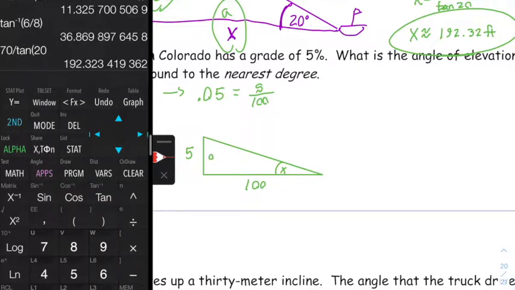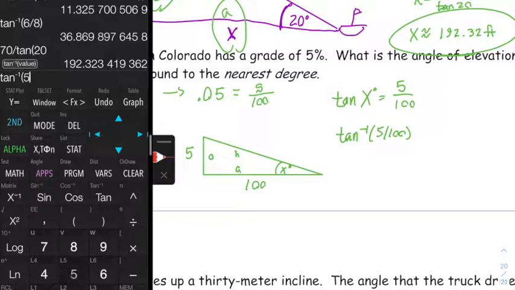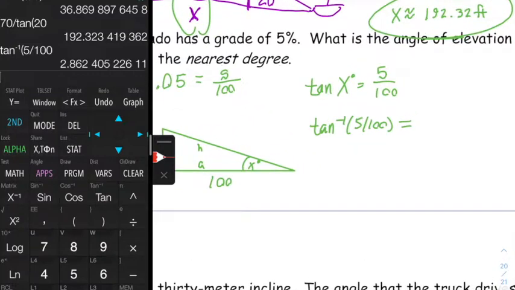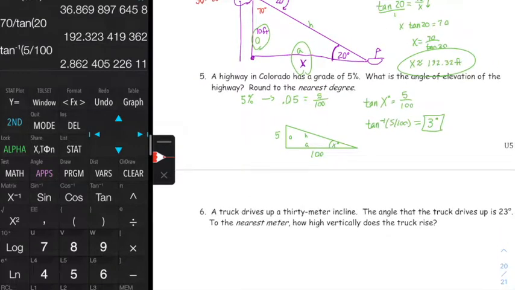And then this will be your O, this will be your A, this will be your hypotenuse. So we'll use tangent again. So pretty much all these grade problems, most of the times you'll use tangent on them. I haven't really seen a case where you don't. So tangent of x degrees, you're trying to find that angle of elevation, x degrees right there, is equal to 5 over 100. And then we'll type in tangent inverse of 5 over 100. And that gets us about 2.8 degrees. And they want to the nearest degree, so we'll say roughly 3 degrees. And that'll be it there.